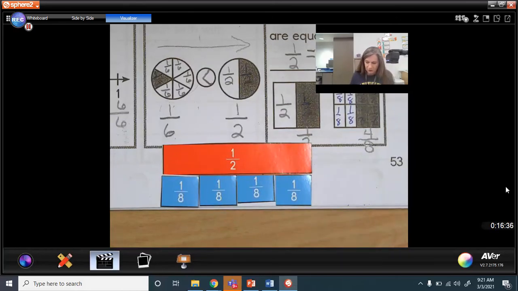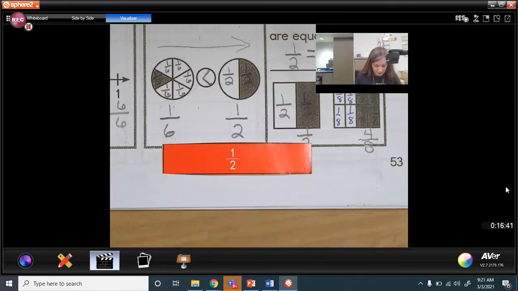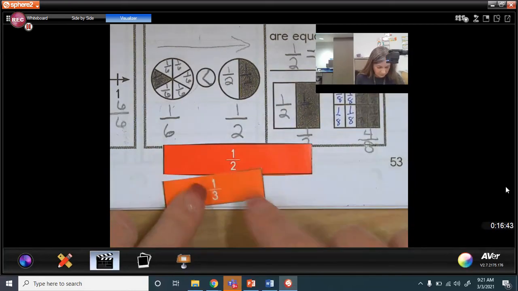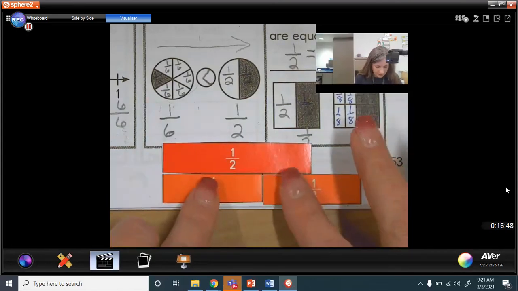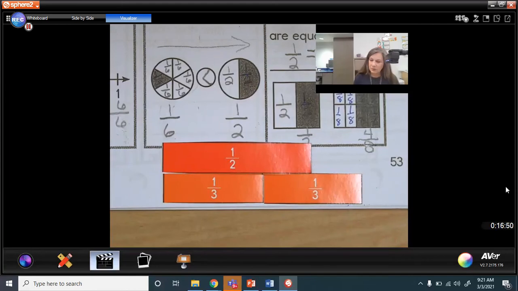I'm going to take my thirds, and I'm going to see if I can make thirds equal to 1/2. So I'm going to take a third, and I'm going to take a third, and I line it up, and I'm like, oh, no, that is not equivalent. Why? Because I cannot make 1/2 from thirds. 2/3 is too much. And I would have to cut that in half right there in order for me to do that. So that's what I want you to do for your discussion today.